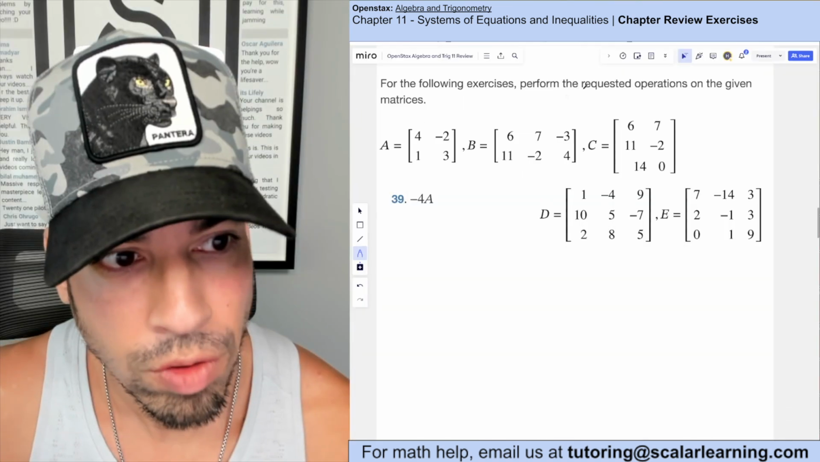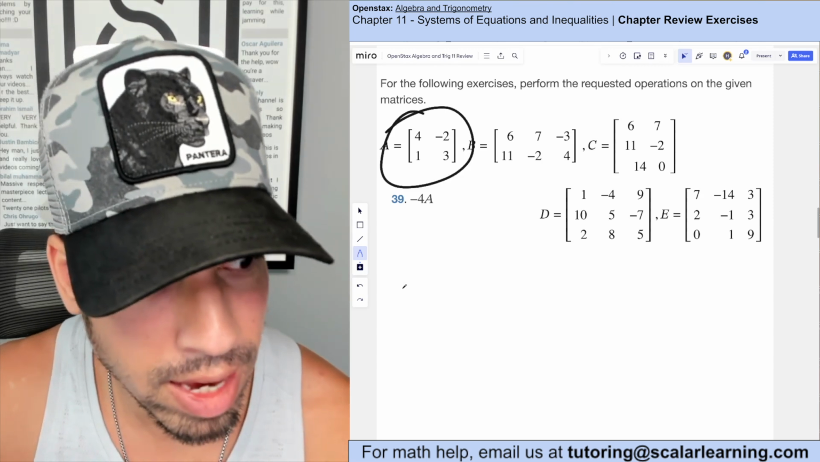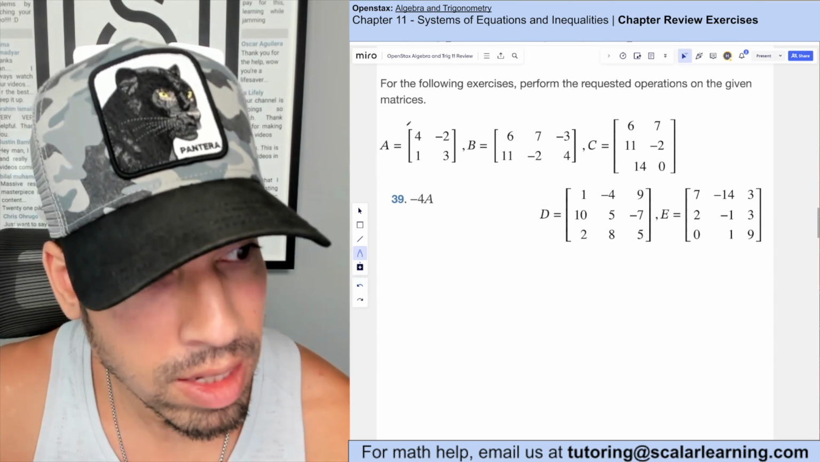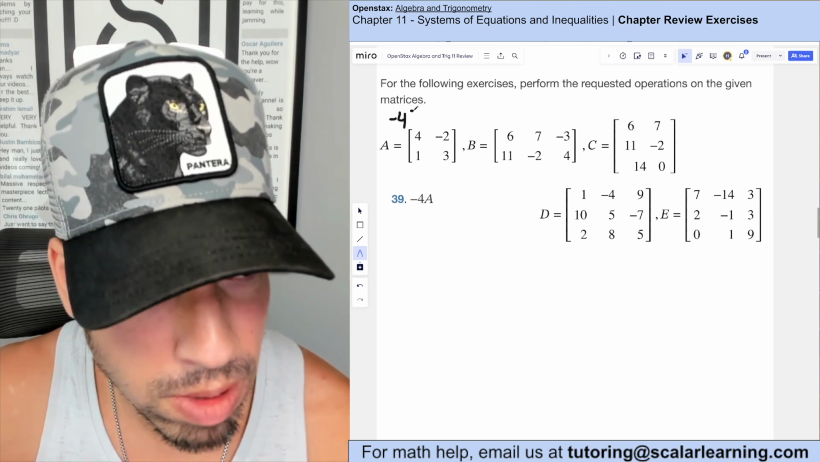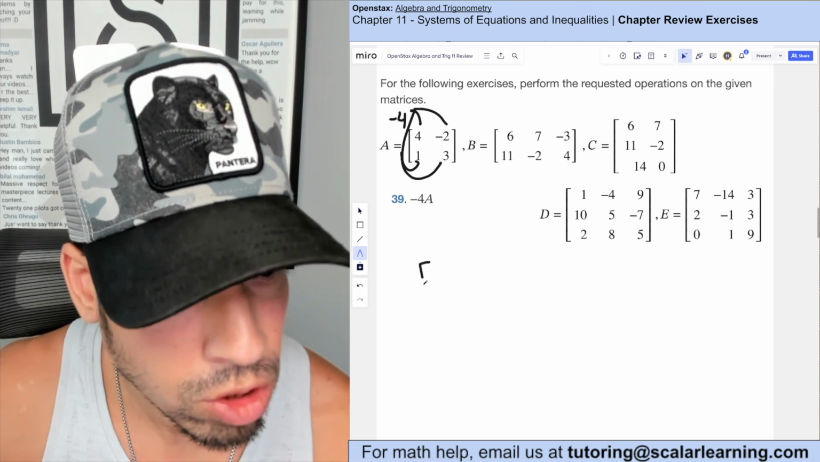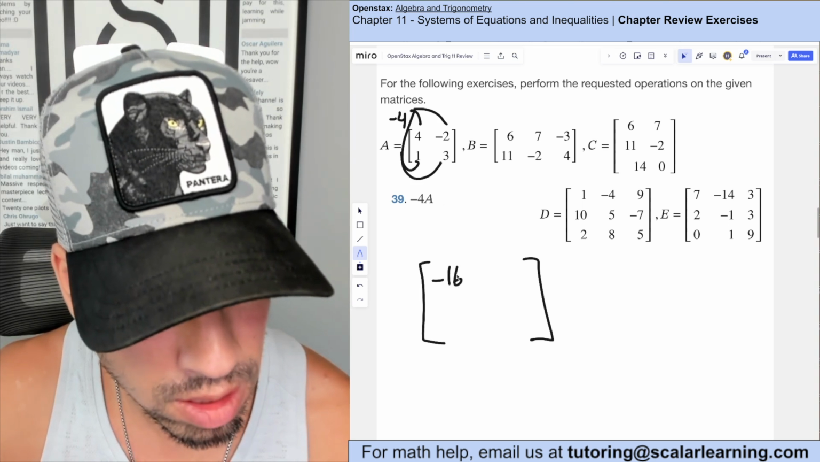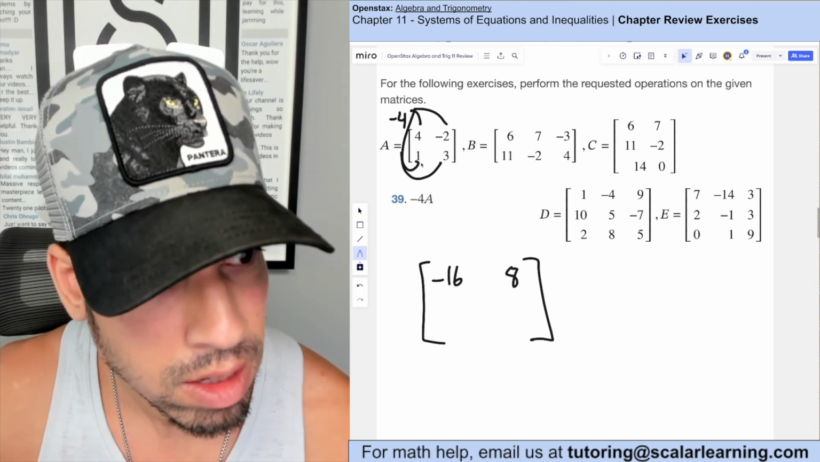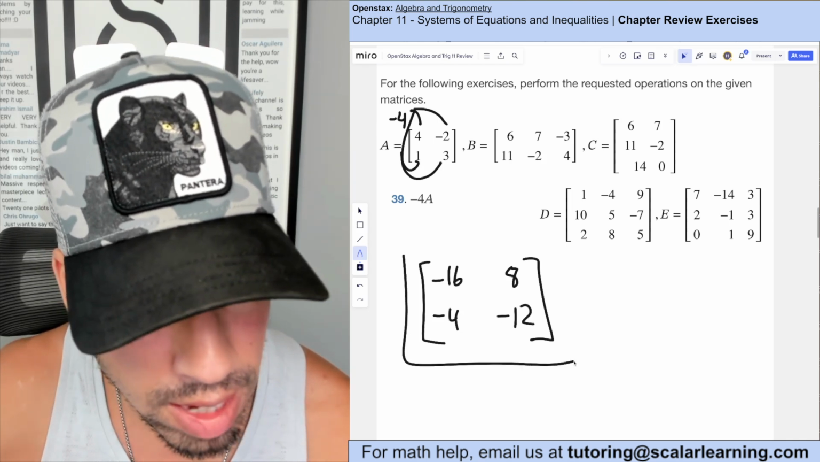Done. So for this one, we are going to carry out this operation, which is multiplying a times -4. And that's a scalar operation, meaning what you're doing is you're literally just multiplying every value by that scalar, by -4. So the new matrix is going to be -4 times 4, which is -16. Then we got +8. -4 times 1 is -4, and -12. That's how you do it.